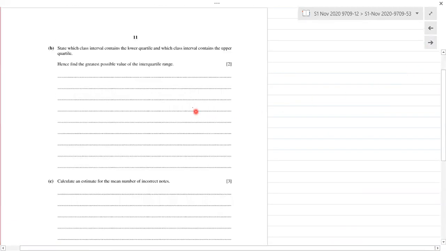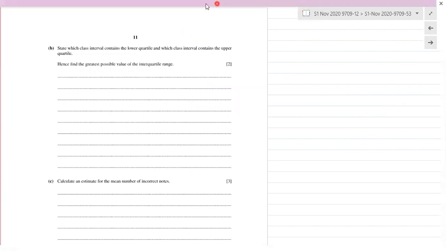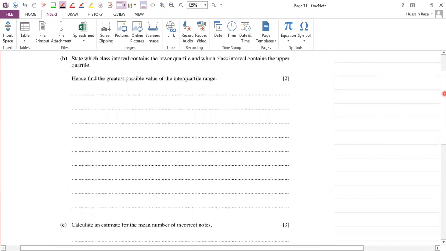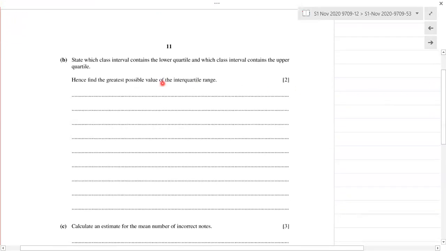Now, if we move on to the next part, part B of the question. It says, state which class interval contains the lower quartile and which class interval contains the upper quartile. Hence, find the greatest possible value for the interquartile range. So we have 91 people in the distribution that's given to us.